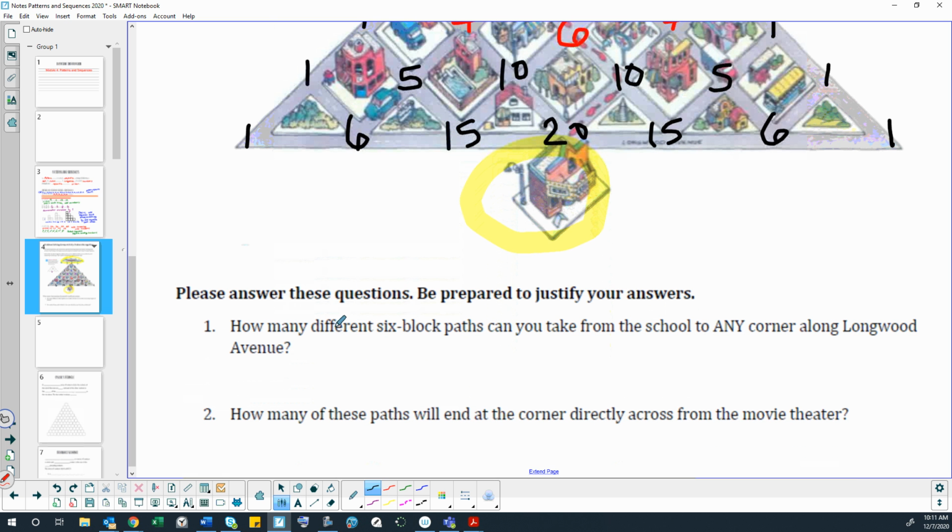How many different 6-block paths can you take from the school to any corner along Longwood Avenue? So this is Longwood Avenue, and this is all of the corners to Longwood Avenue. We would actually want to add these numbers together to get that answer. I'm going to let you do the addition.